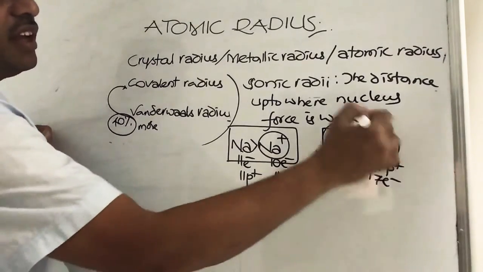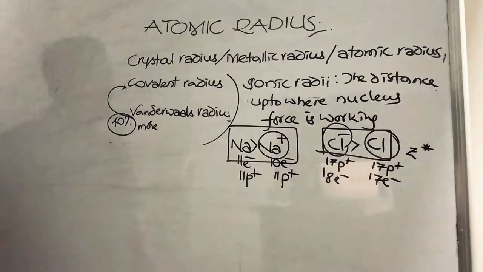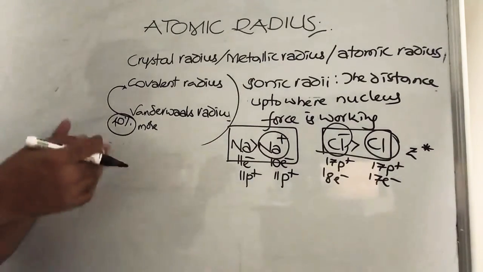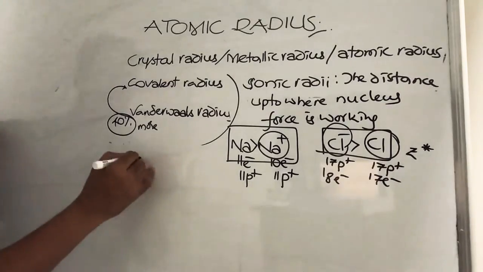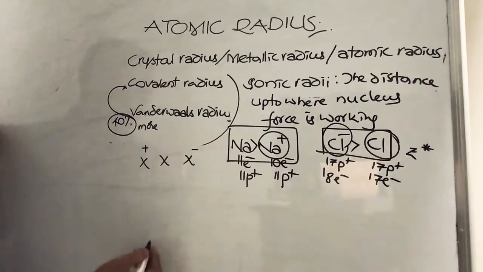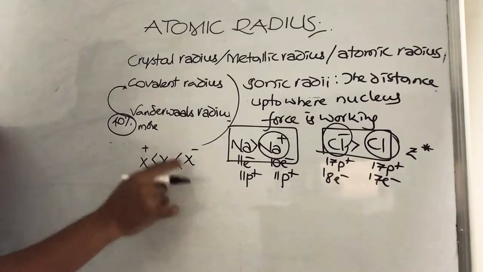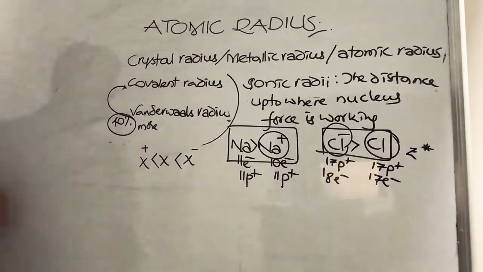So obviously here effective nuclear charge will be more, so this will be small, and comparatively less nuclear charge, so it will be larger. When same atoms and their ions are mentioned, in general they will give you like this: X, X plus, X minus. X minus is always bigger than X plus, if all these are the same atom. This is one important point to be noted.